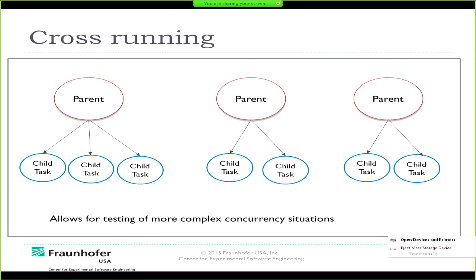Okay, last year I presented something similar, and at a dinner table I discussed the architecture, and one guy told me that your one parent, multiple child architecture is not really testing a lot of concurrency. So he said, why not instantiate multiple parents? Then you could have multiple children, and there would be more interleavings you could test. And I thought that's a great idea.